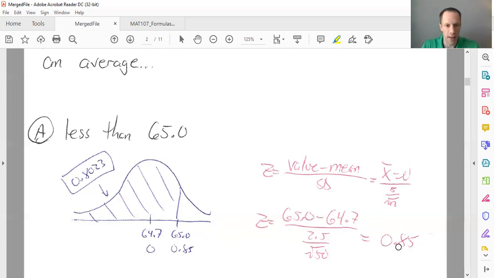Now that 0.85 is your z-score. You're looking for the area to its left. So you would just go to the standard normal chart. Okay, we've done that a few times already, so I'm not going to keep flipping back and forth to the chart. But if you look up 0.85 in the standard normal chart, you should get 0.8023.